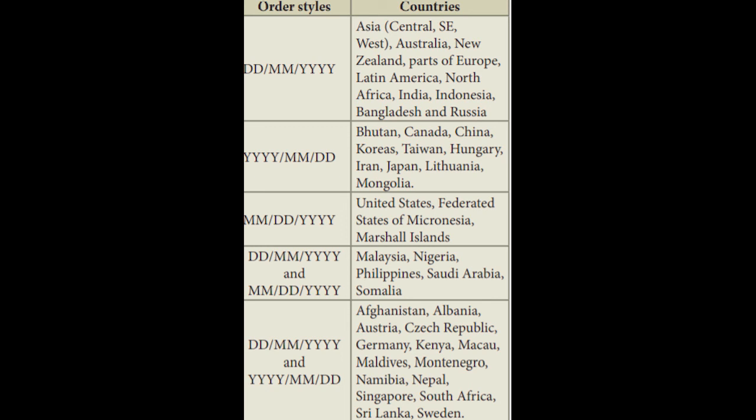In the United States and some other countries, they write month first, then date, then year. In Malaysia, Nigeria, Philippines, Saudi Arabia and Somalia, both date, month, year and month, date, year are followed. In Afghanistan, Albania, Australia, Maldives, Nepal, Singapore, South Africa, Sri Lanka, Sweden and others, they follow date, month, year, and also year, month, date.